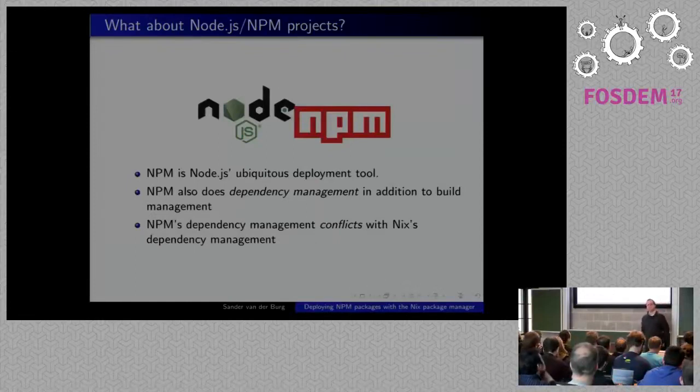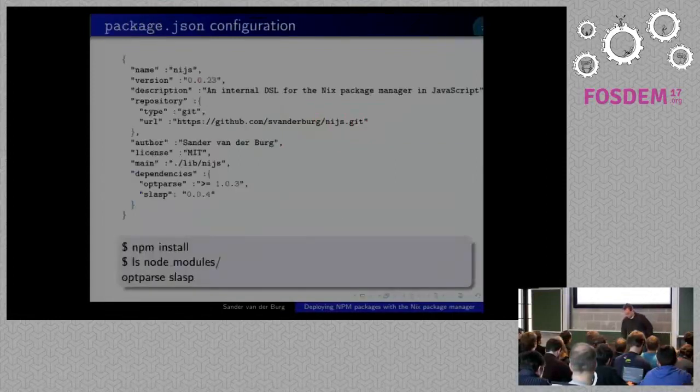But the problem with NPM is that it isn't just a build tool, it's also a dependency manager. And that actually conflicts with Nix's dependency management features. Nix gains all its potential benefits from the way it organizes dependency management. And if you bypass that, then there's no point in using Nix, right?